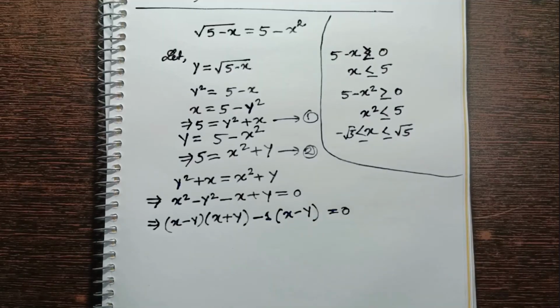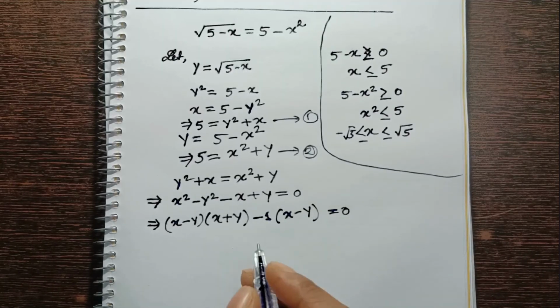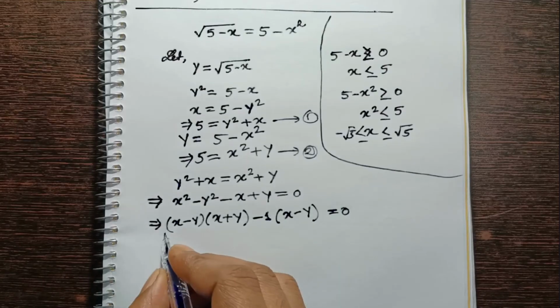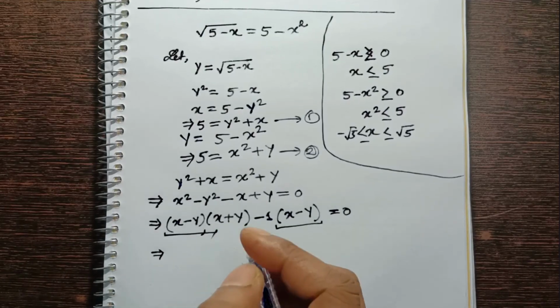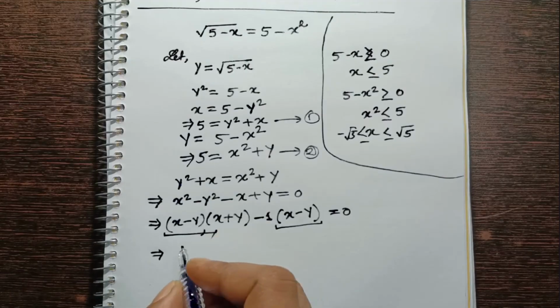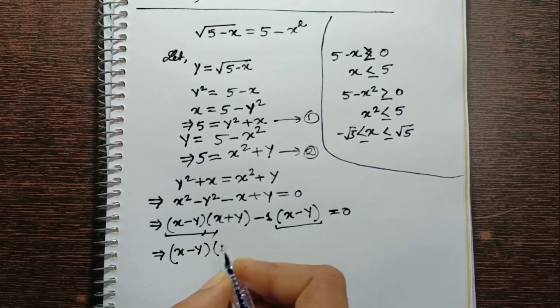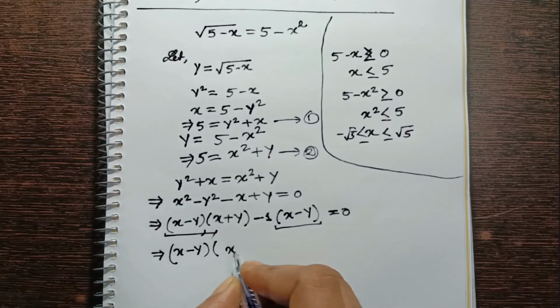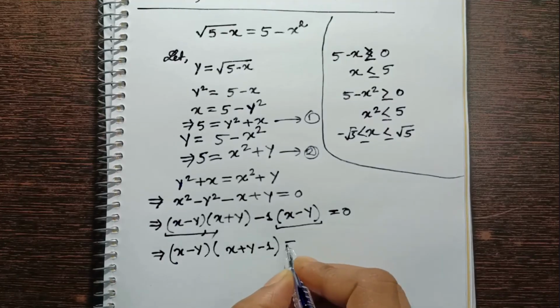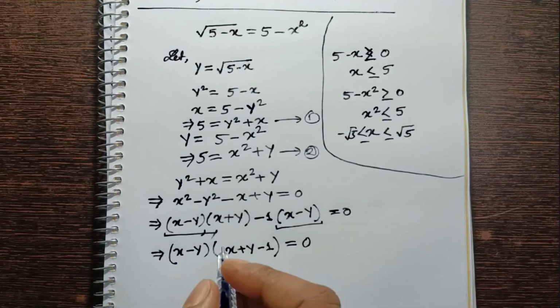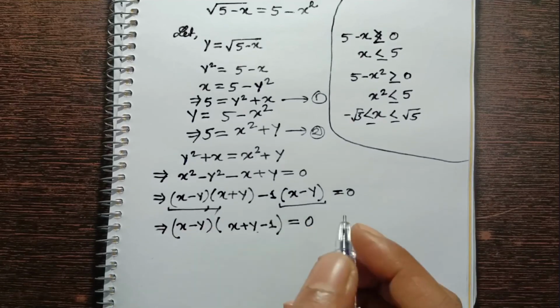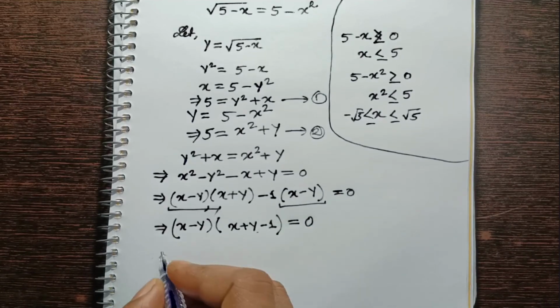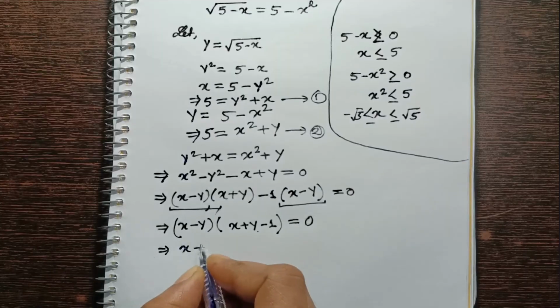equals 0. Now, look at the structure of this new equation. We have a common factor of x minus y in both parts. So let's pull that common factor out to the front, giving us x minus y multiplied by a larger bracket containing x plus y minus 1, all equal to 0. And this is the pivotal moment, because for two things to multiply together to equal 0, one of them must be 0, which gives us two distinct cases to solve.